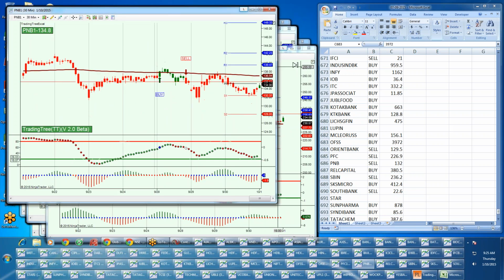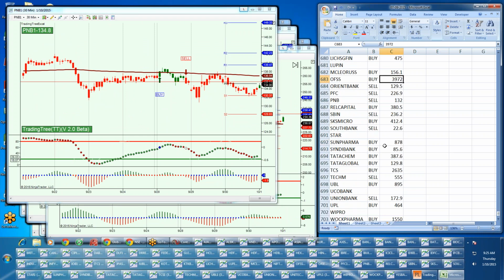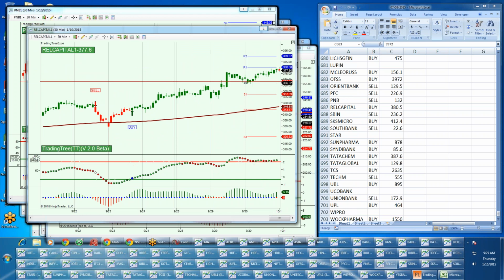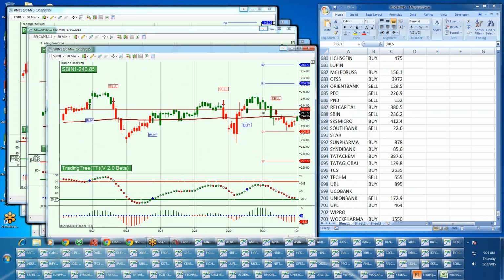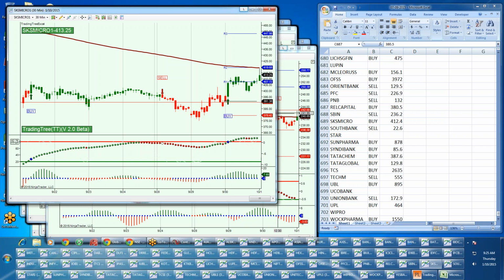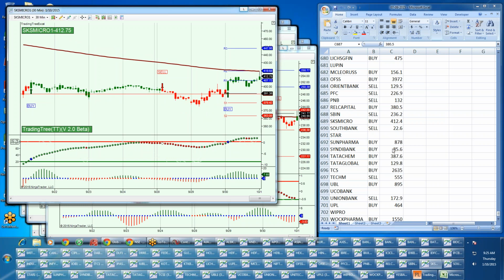Same thing with PNB. So all the sell calls have not triggered. You can just observe that. So Rel Cap, my entry is 380.50. SBI, we should be getting a buy. SKS, you can just see 419. So it has to break this 419. Then your next level will be 447.